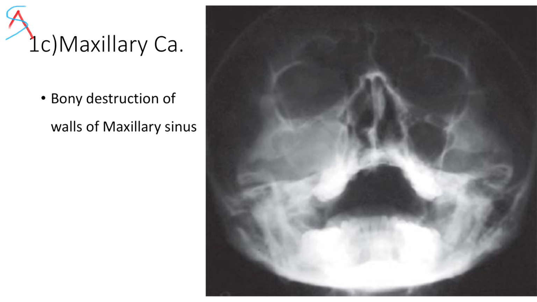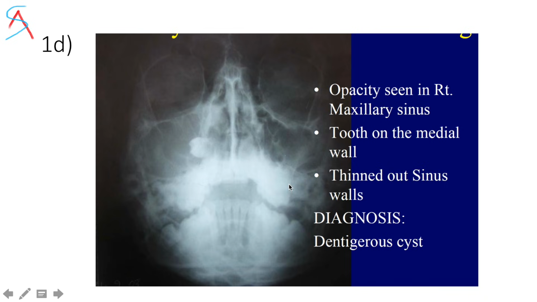So next is maxillary carcinoma. It would be an opacity, could be unilateral or bilateral. It is with bony destruction of the maxillary wall. Here you can see the natural anatomy of the maxillary sinus is disturbed. There are bony erosions. As I told, dentistry research, here you can see the opacity in the right maxillary sinus. It's due to the unerupted tooth.